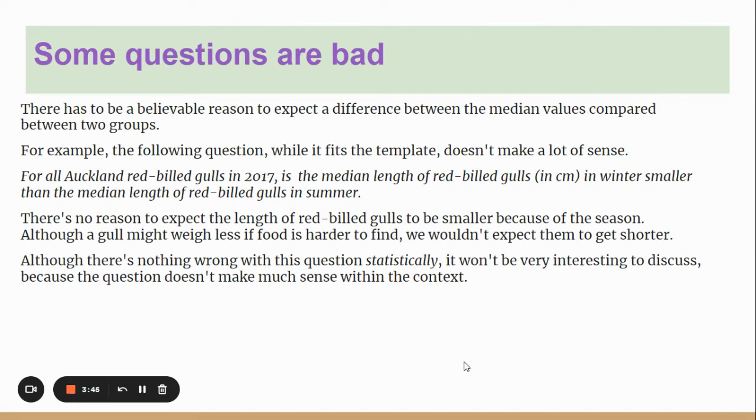Some questions are bad. There has to be a believable reason to expect a difference. It's no point making a question that is either absolutely obvious or doesn't make sense to actually ask. So, for instance, this particular question, for all Auckland red-billed gulls in 2017, is the median length of red-billed gulls in winter smaller than the median length of red-billed gulls in summer? Why would you compare summer to winter? Do you think their bills get smaller in winter? So it's got nothing to do with the season, therefore you wouldn't expect there to be a difference. The gull might weigh less if food is harder to come by, so its weight might be something we can compare, but not its bill length.